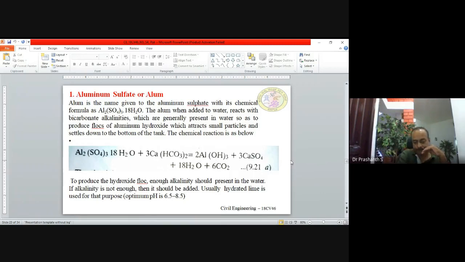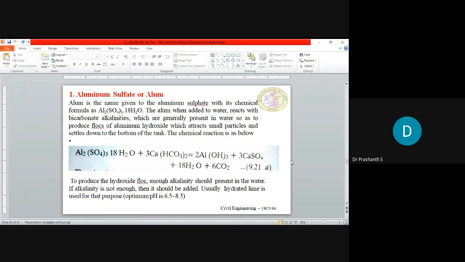So the equation says Al2(SO4)3·18H2O plus 3Ca(HCO3)2 gives you 2Al(OH)3, that is aluminum hydroxide, plus 3CaSO4 plus 18H2O plus 6CO2. Carbon dioxide is evolved into the atmosphere. To produce the hydroxide floc, enough alkalinity should be present in the water. If the water does not have sufficient alkalinity, we have to add alkalinity in terms of lime or other sources.